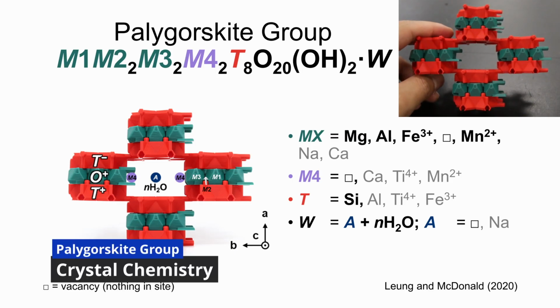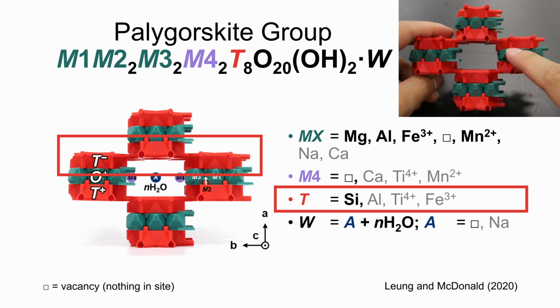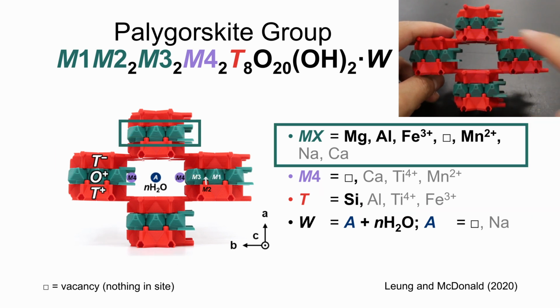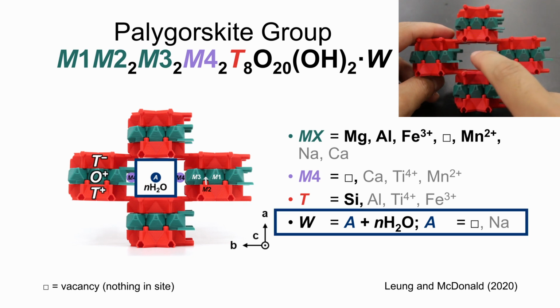In the crystal structure of the Palygorskite group minerals, the T sites are dominantly occupied by silicon, whereas the M sites in the O modules are occupied by magnesium, aluminum, ferric iron, and some vacancies. There's also a site called the M4 site that borders the O module, but it's usually vacant. The channel spaces are mostly occupied by water molecules.